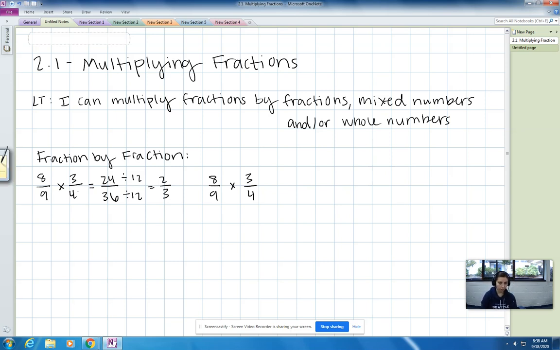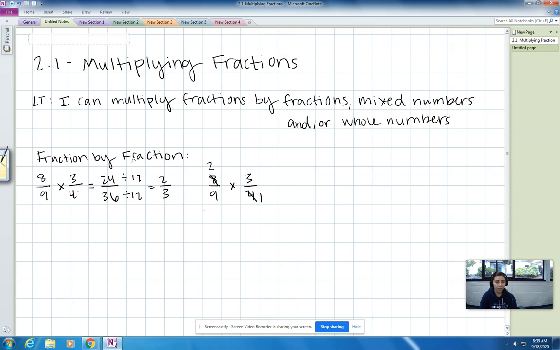So let me show you what I mean by that. First, let's look diagonally. So I look at the 8 and 4 and ask myself, what goes into both 8 and 4? The biggest thing that goes into both of them. Well, that would be 4. 8 divided by 4 is 2. 4 divided by 4 is 1. So look at that. I've already simplified my first diagonal fraction.